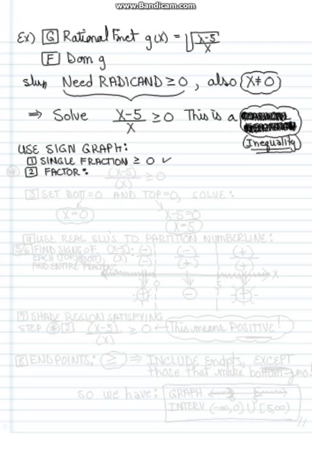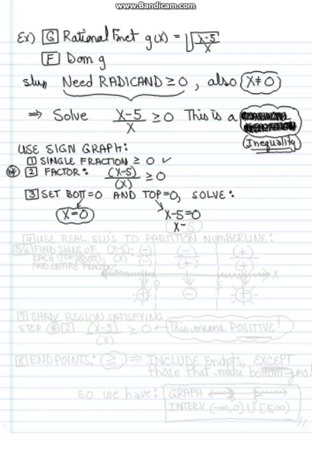Step 2, we're going to factor. Well, you can't factor it, so consider the top factor over the bottom factor greater than or equal to 0. Okay, so this is a little star. We're going to put a little star in front of this step because we'll come back to it later. Step 3, we set the bottom of this fraction equal to 0 and the top equal to 0 and solve to find our critical numbers to partition our number line. When we solve the bottom equal to 0, we get x equals 0. We set the top equal to 0, we get x minus 5 equals 0, and that gives us x equals positive 5.